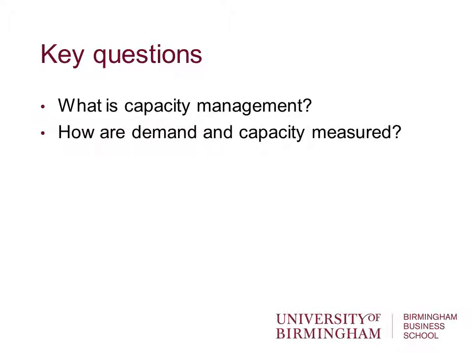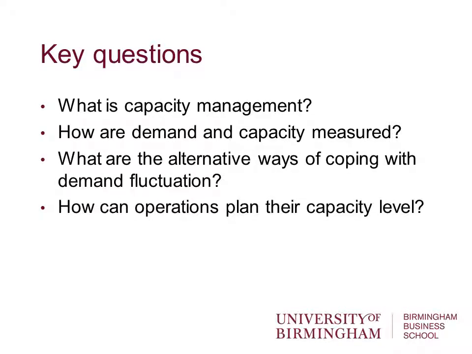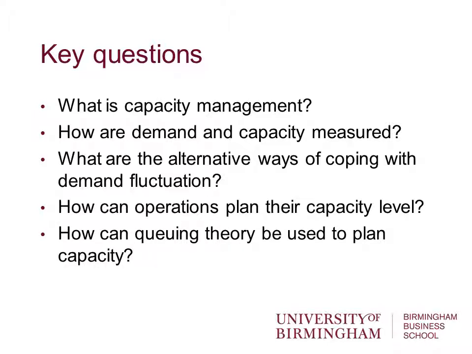How are demand and capacity measured? What are the alternative ways of coping with demand fluctuation? How can operations plan their capacity levels, and how can queuing theory be used to plan capacity? Okay, so you can see from this that demand and capacity are very closely related, and this is something which I'd like you to concentrate on.